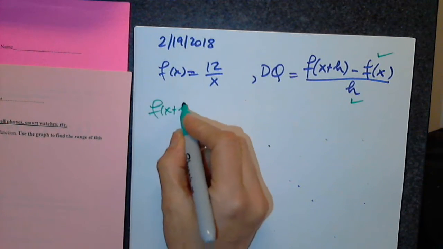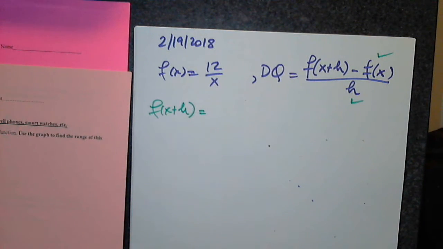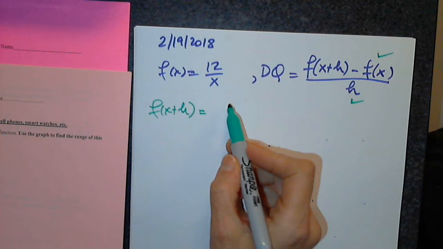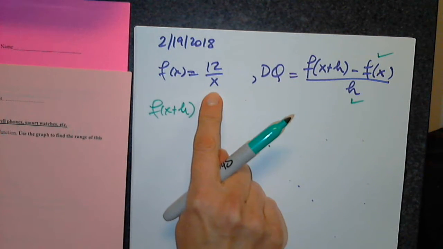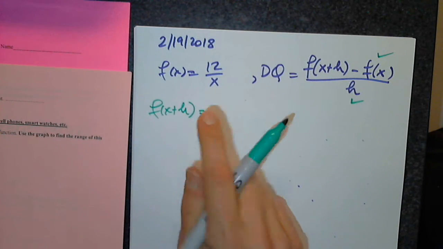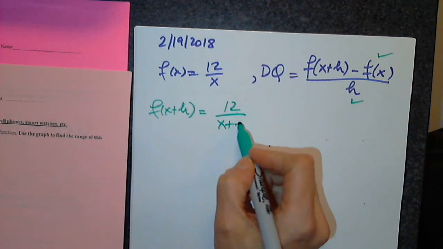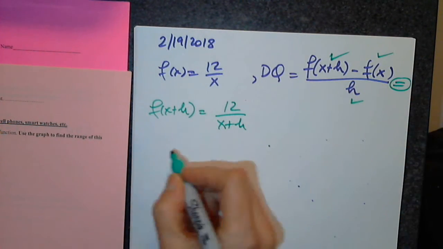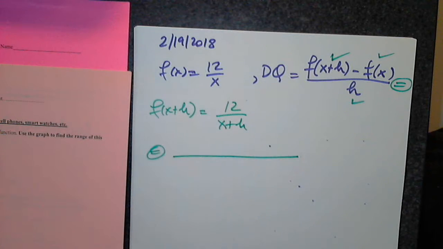But which piece don't I really have, and I have to calculate? Very good. So can anyone give us this? x squared. This is our function now. 12 over x plus h. Very good. So now I have that piece as well. I'm ready to put all three pieces together.